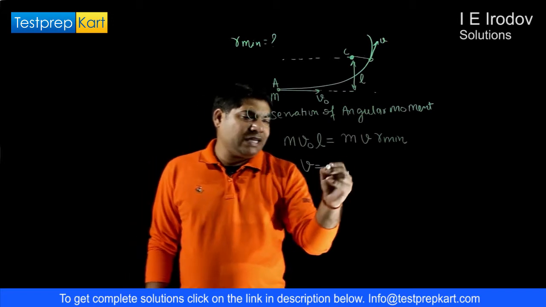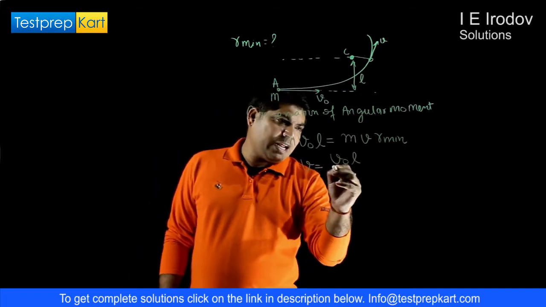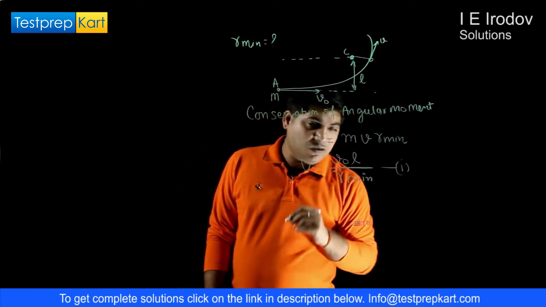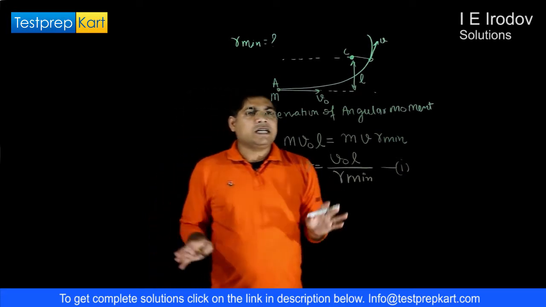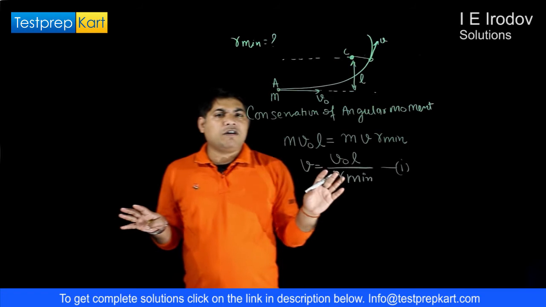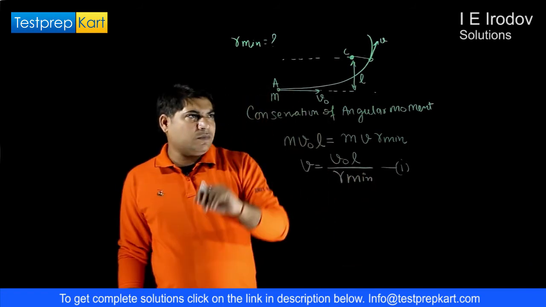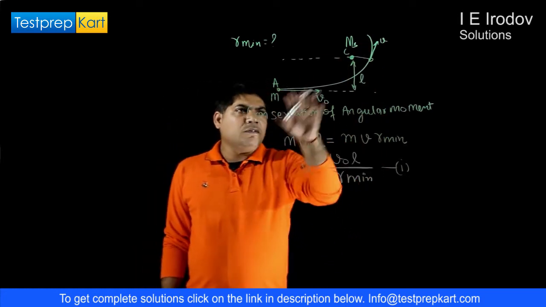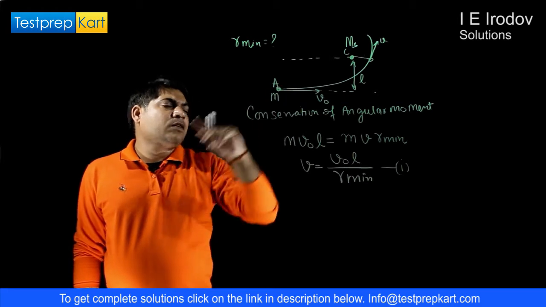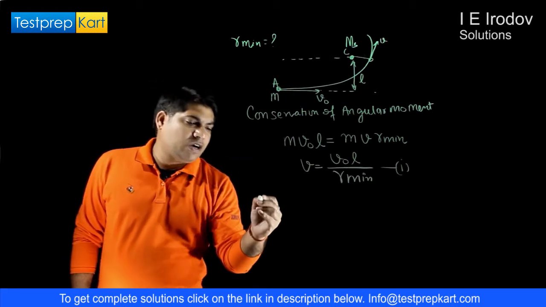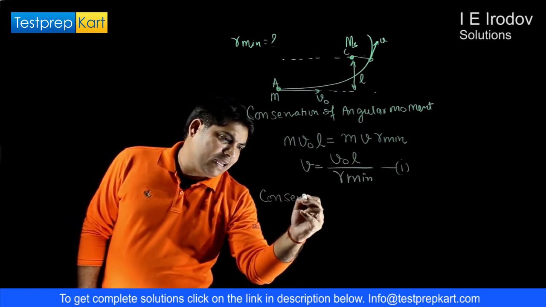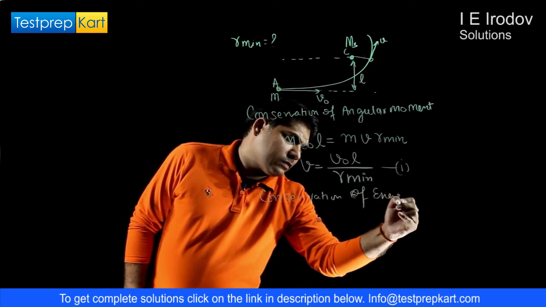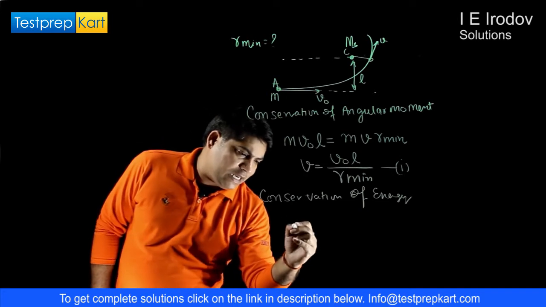m and m will be cancelled out. So v is v naught L upon r minimum. This is our first equation. Okay. Now we can apply the second alternative concept, conservation of total mechanical energy for this system. Okay. So let's assume the mass of the sun is ms. Now at this point there is kinetic energy only, that is half m v naught square. So we are applying conservation of energy.